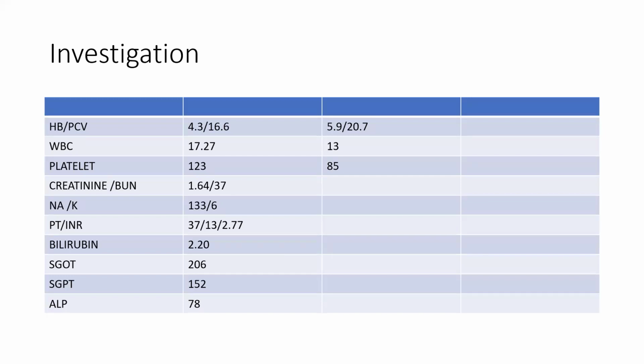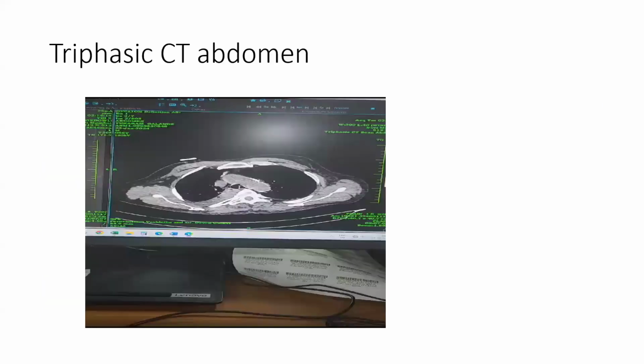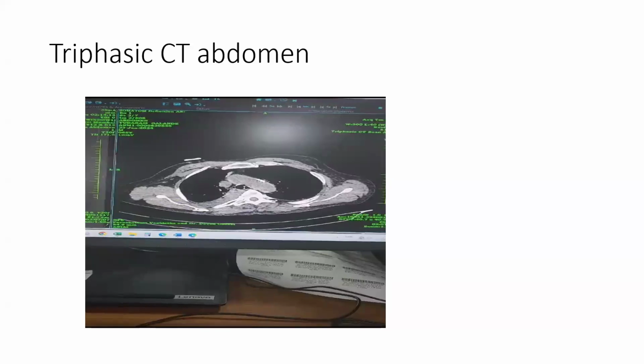As I have mentioned before, HB was very, very low, that was 4.3. Platelet counts were low, that was 1,27,000. And the creatinine was slightly elevated, that was 1.6. And the SGOT, SGPT were deranged. INR was 2.7. So the next plan was to take a triphasic CT of this patient to know the status of the portal vein.